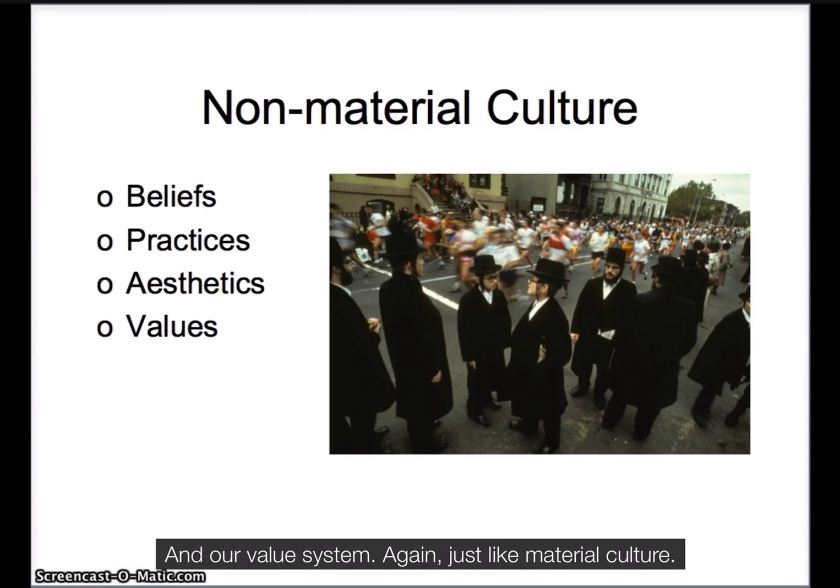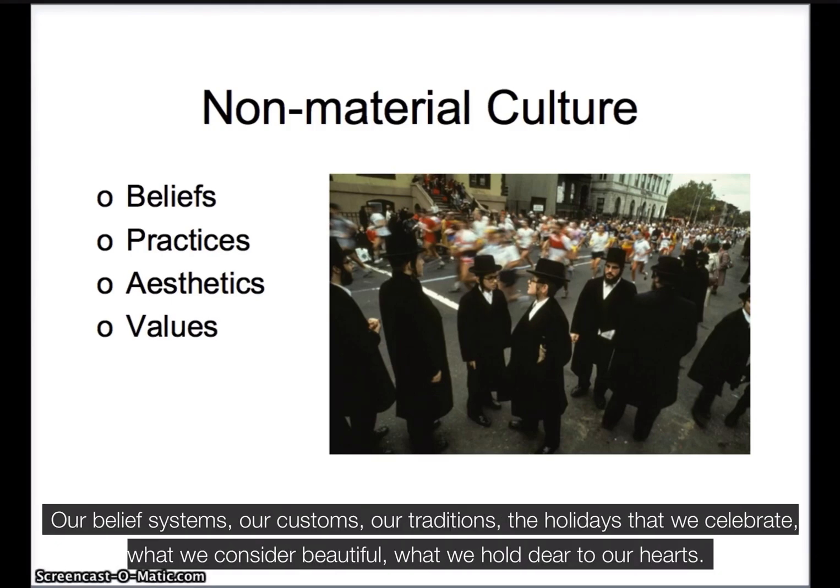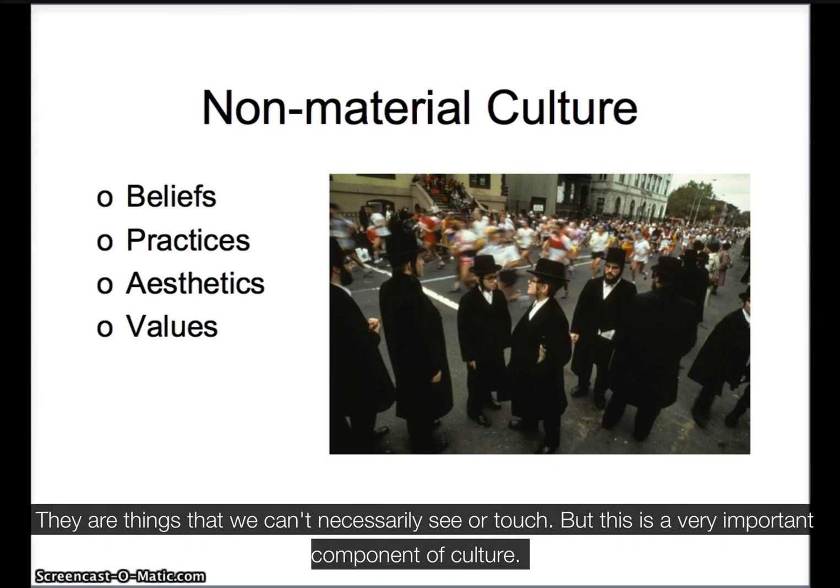And our value system. Again, just like material culture, these are things that are going to vary greatly between cultures, just like art and houses and clothing and foods vary greatly from one culture to another culture. Our belief systems, our customs, our traditions, the holidays that we celebrate, what we consider beautiful, what we hold dear to our hearts, all of these things are just as important as material culture, but they are more abstract. They're things that we can't necessarily see or touch, but it's a very important component of culture.